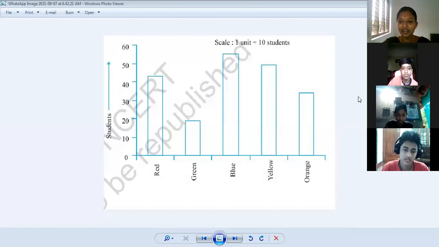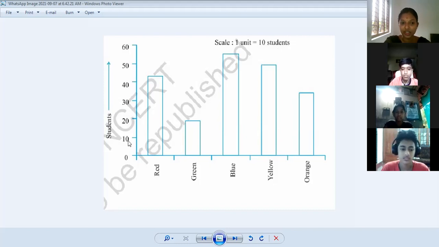What does scale mean? What is the scale here? Scale means we are assigning. You can see that between 0 and 10, how many points are there? There are 10 points. Those 10 points are considered as 10 students. That means 1 unit is the distance between 0 and 10, and that is considered as 10 students.